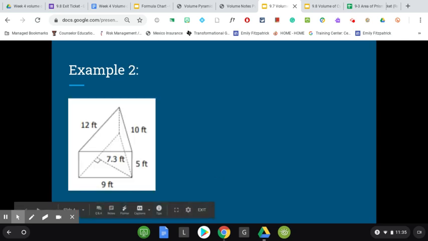Here's our second example. We have another prism, but this time it's a triangular prism. I'm going to go ahead and outline the base, which is this triangle. So my formula is still BH. The big B is the area of the base, or what I just outlined, which is the triangle. So don't get confused and try to do it the same as the other one, because our base is different. We need to find the area of that triangle because the triangle is the base.